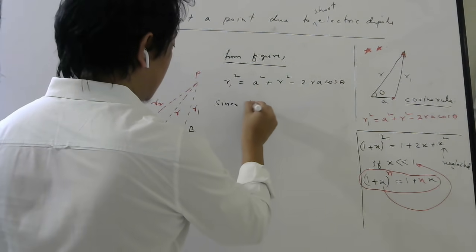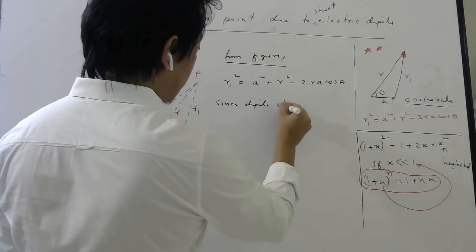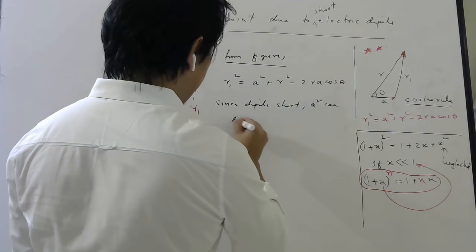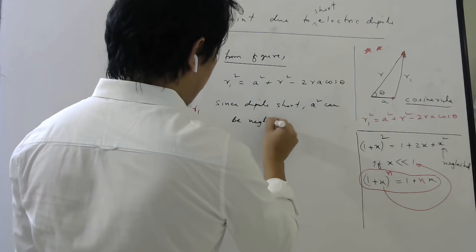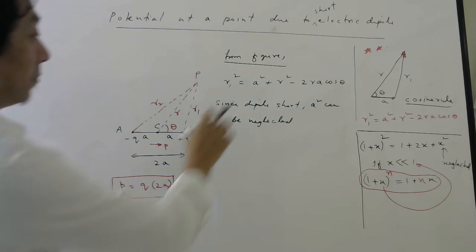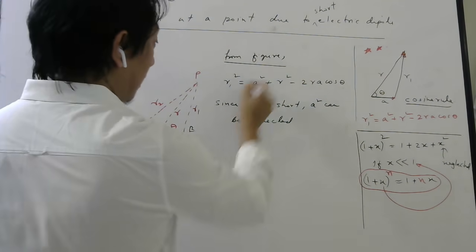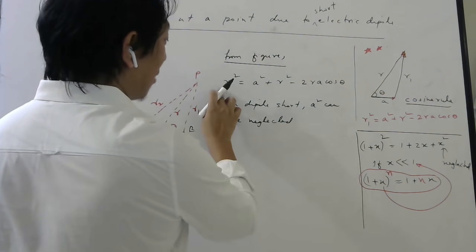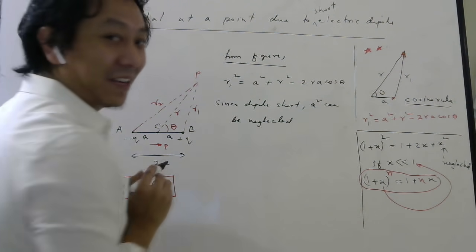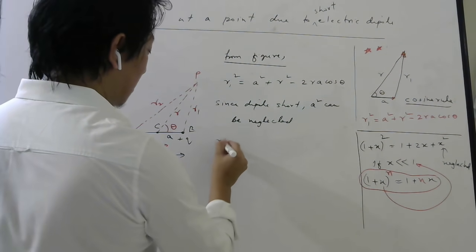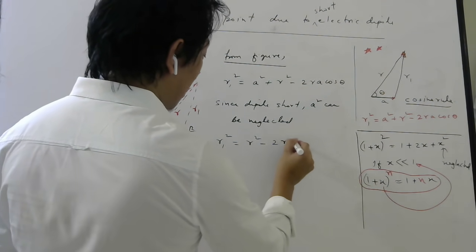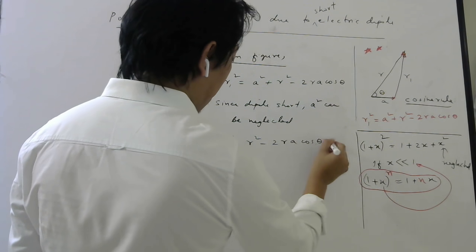Since the dipole is short, a square can be neglected, because a is very small, so a square will be even smaller compared to r square. So you can neglect this. Don't neglect this also, then your r1 and r will be lost. Don't neglect everything. So this a square we can at least neglect. Then the formula will become r1 square equals r square minus 2ra cos theta.